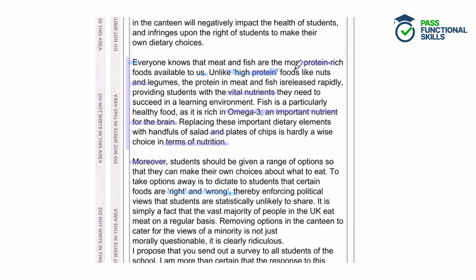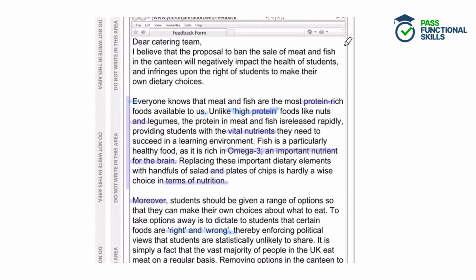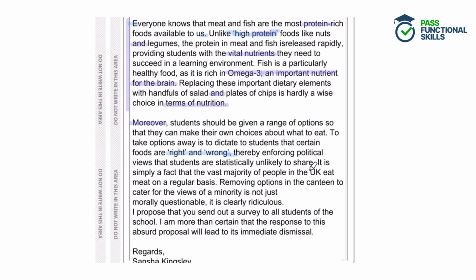The paragraphs are ordered really logically in this answer as well. So we've got an introduction of the overall opinion, then talking about health, and then finally explaining students' right to choice. And then finally we have some suggestions and a little bit of a conclusion at the end there. So overall, a fantastic answer in terms of cohesion.